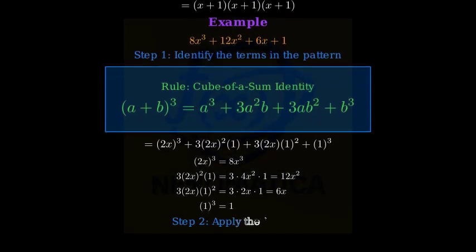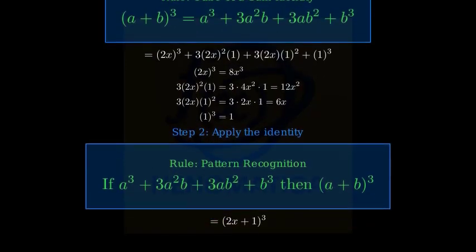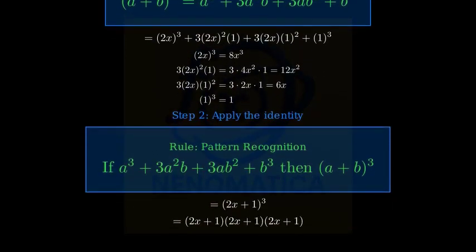Now that we've identified the pattern, we can see that this matches our cube of a sum identity where a equals 2x and b equals 1. Therefore, the factored form is (2x + 1) cubed, or (2x + 1) times (2x + 1) times (2x + 1). Our next example is the expression x cubed plus 15x squared plus 75x plus 125.